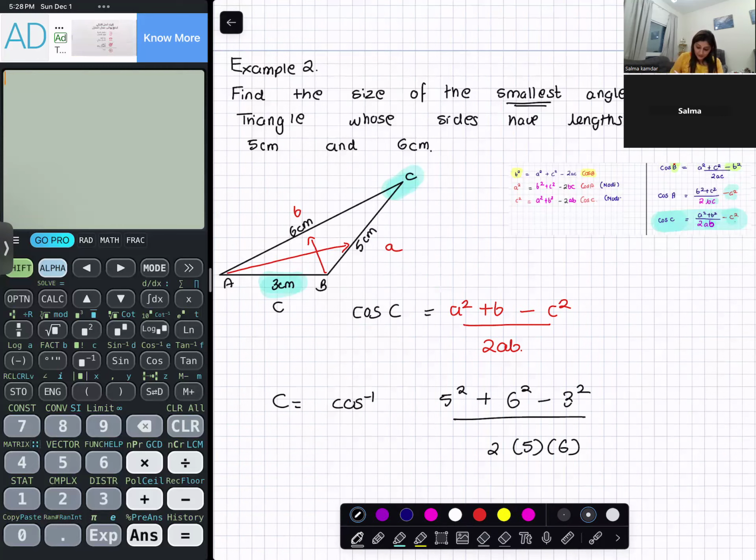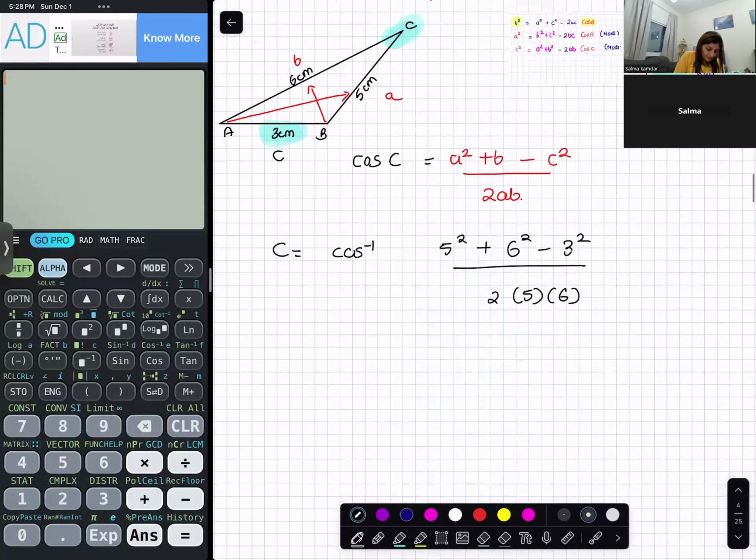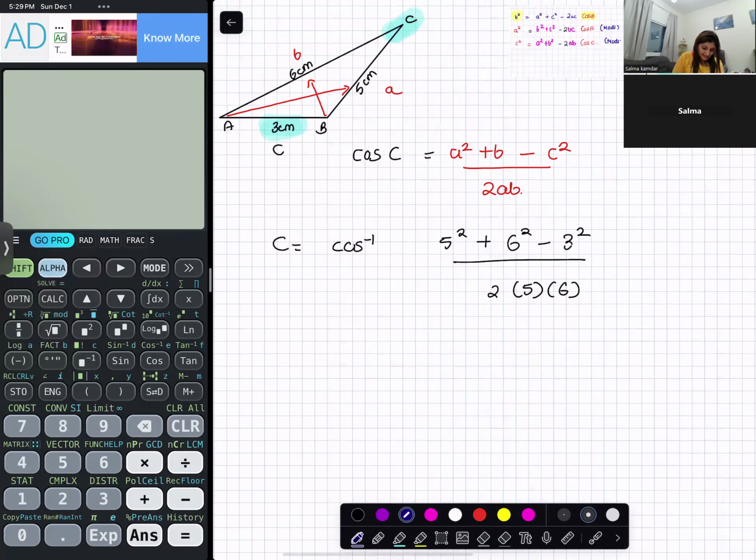What do you have to do? Since you need cos inverse, you would press shift and then you press cos. So that would give you cos inverse. Now you put all this on your calculator. You need the fraction, so you press shift cos, cos inverse, and you need this in fraction.